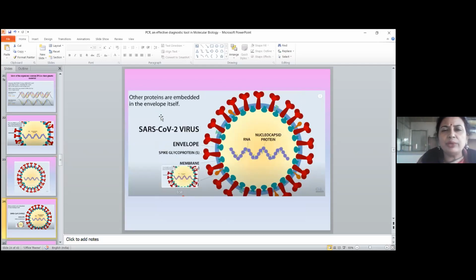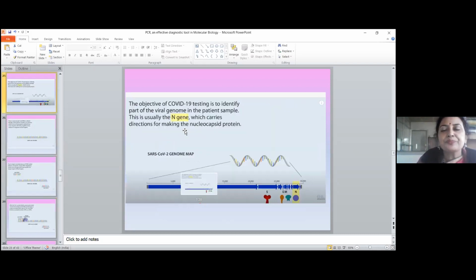Other proteins are embedded on the envelope. So envelope proteins are also present. Now the objective of COVID-19 testing is to identify the virus. The viral genome may be very long, so we don't check the whole thing.